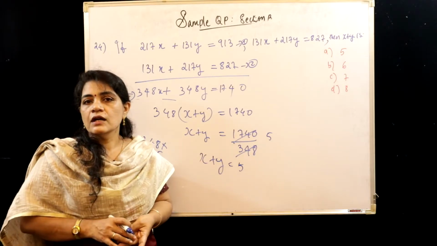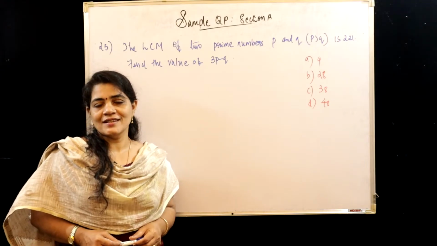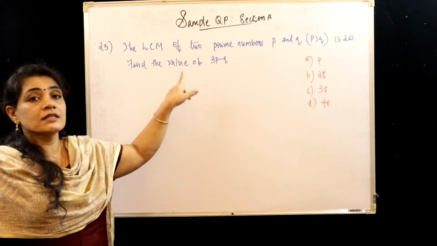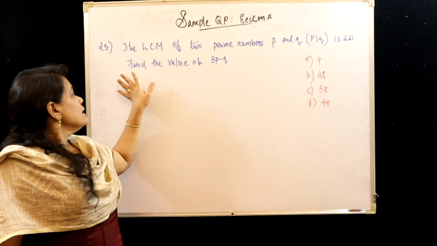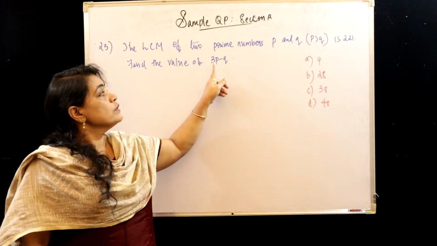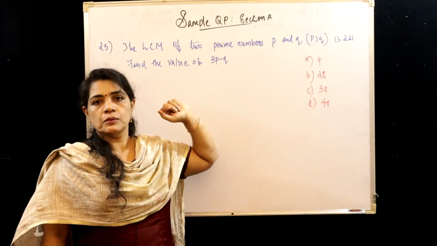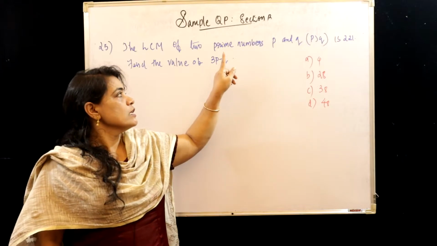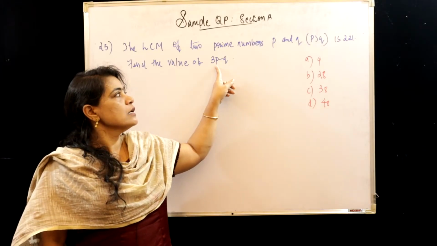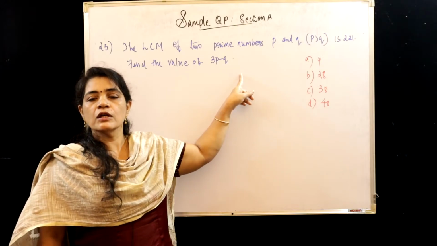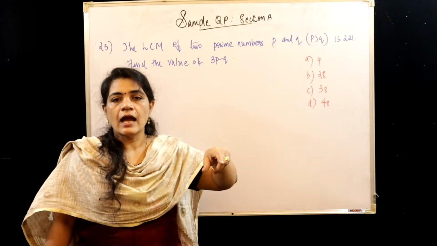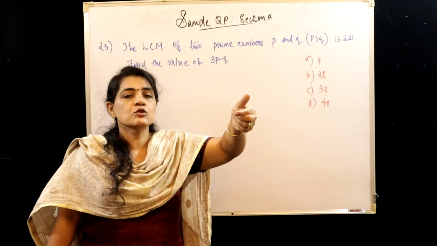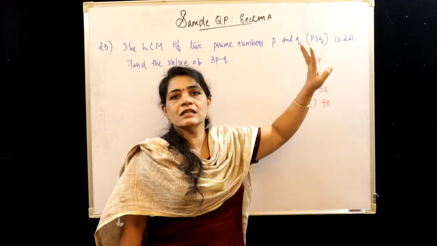Okay, now we are moving to the next question. Next, 25th question. The LCM of two prime numbers p and q, where p is greater than q, is 221. Then find the value of 3p minus q. We should get what p and q are exactly, and substitute those values to easily get 3p minus q. Among those two values, you have to give the greatest value as p. That is the meaning of p greater than q.